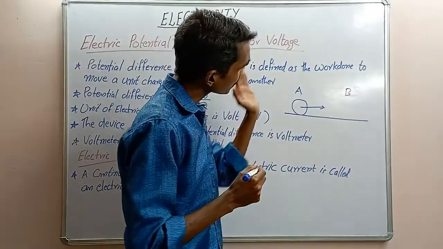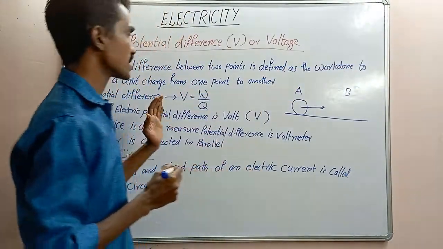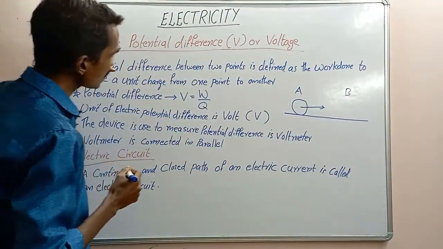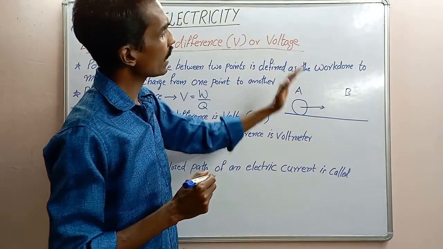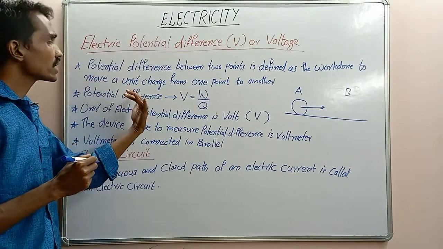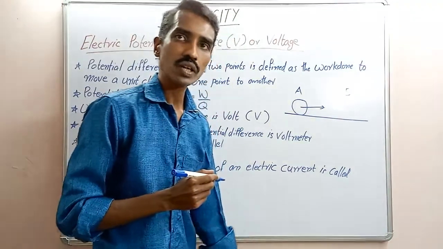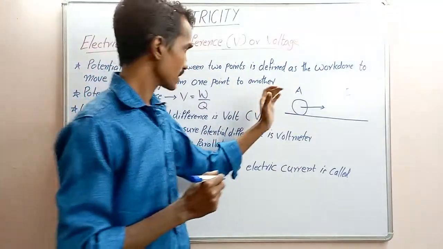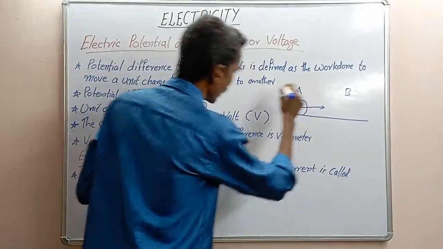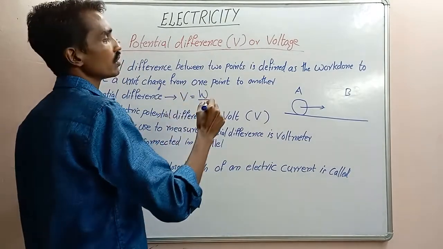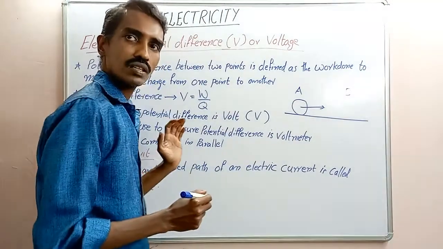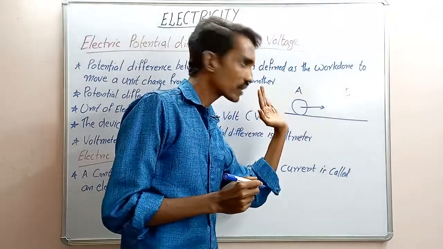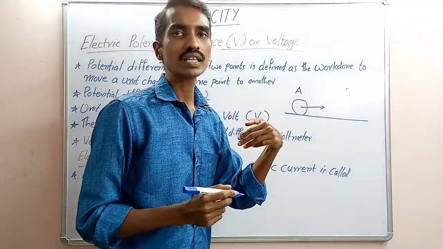That work done is known as potential difference. Potential difference between two points is defined as the work done to move a unit charge from one point to another. Instead of this stone, we put some electric charge here, and we need to move it from A to B. When an electric charge moves from one point to another, here A to B, we get an electric current.